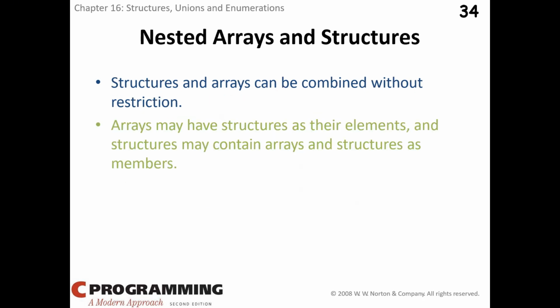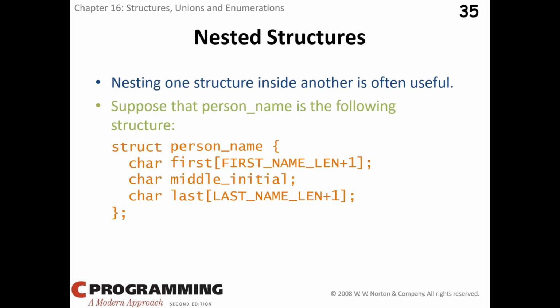So now in C, the versatility of structures and arrays allows us to combine them without any restrictions. This means that arrays can contain structures as their elements, and structures can also contain arrays and even other structures as their members. So next we're going to talk about nested structures. Nesting one structure inside another is a common practice and very useful. This approach will allow us to organize and represent complex data in a hierarchical manner.